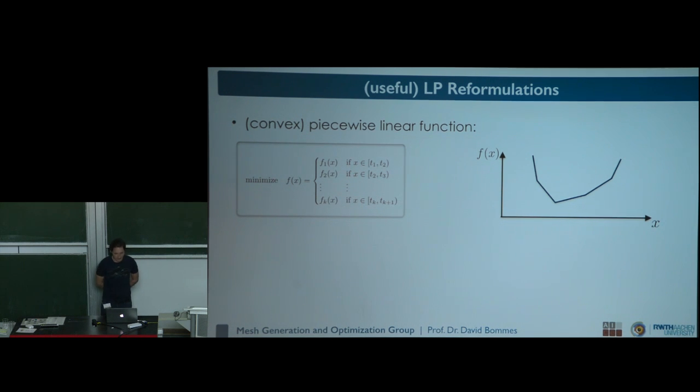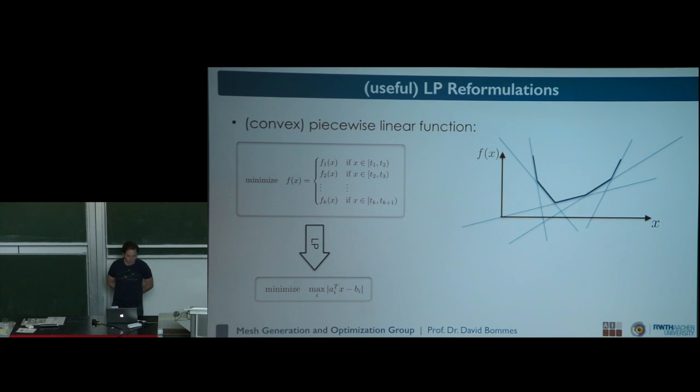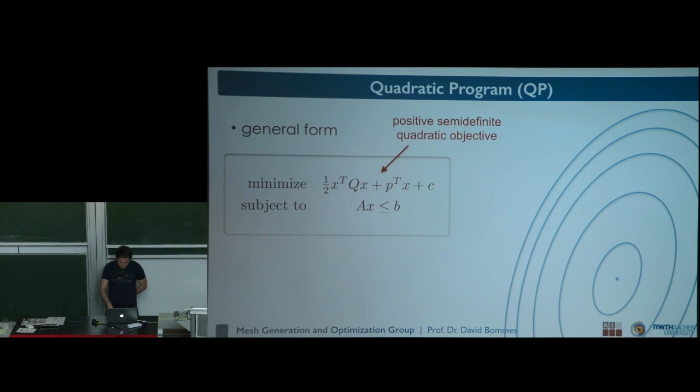Very related is the following LP reformulation, where you want to work with a piecewise linear function. So imagine your objective function has such a piecewise linear shape, all these line segments, and you want to minimize that. Here the simple observation is that this is again the maximum of a set of linear functions. And so you can again write it as such a linear program, minimization program. Alright. So this is about linear programs.